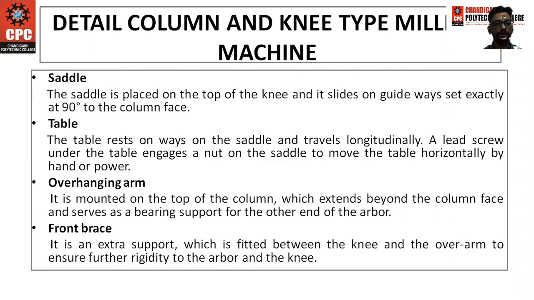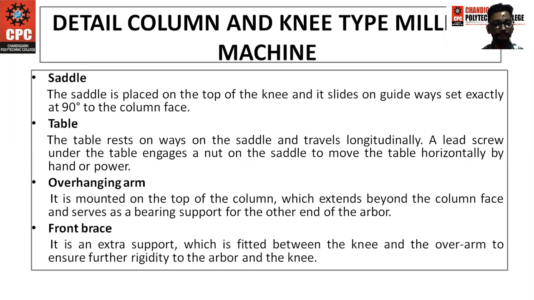Next part is the saddle. The saddle is placed on the top of the knee and it slides on the guideways set exactly at 90 degrees to the column face. Table. The table rests on the ways on the saddle and travels longitudinally. A lead screw under the table engages a nut on the saddle to move the table horizontally by hand or power.